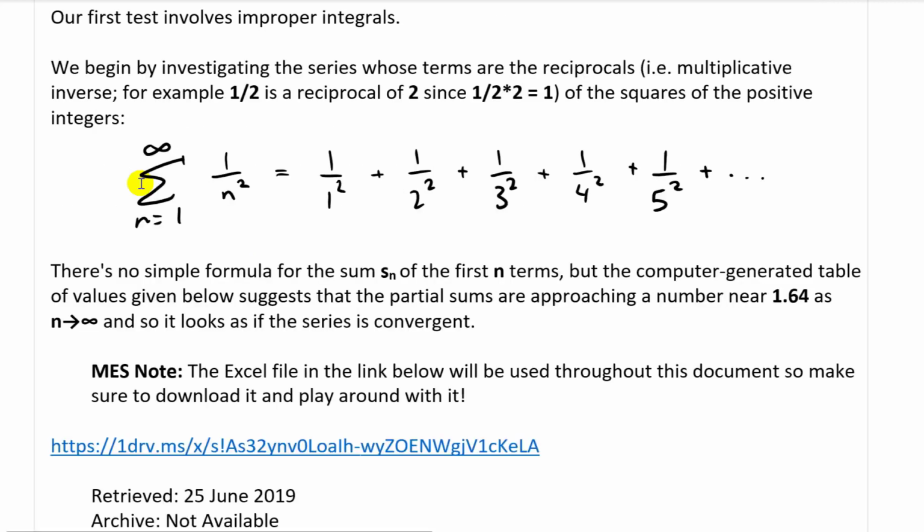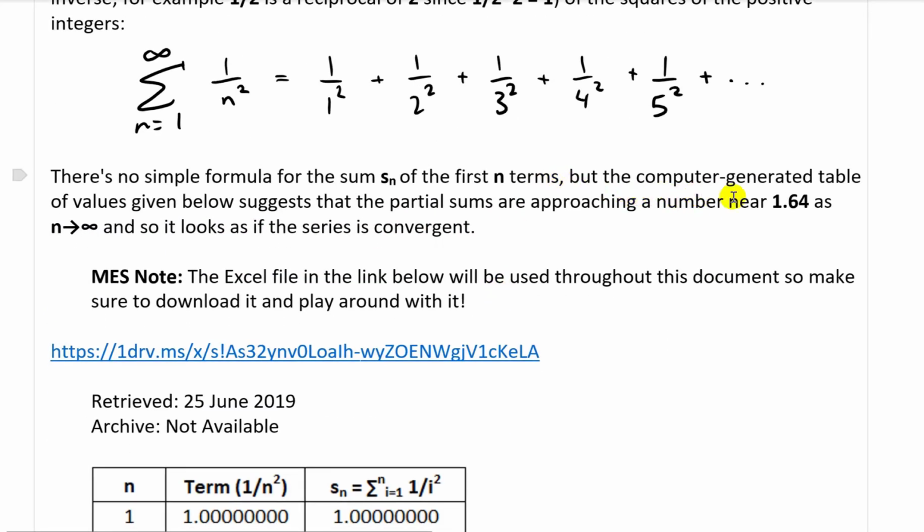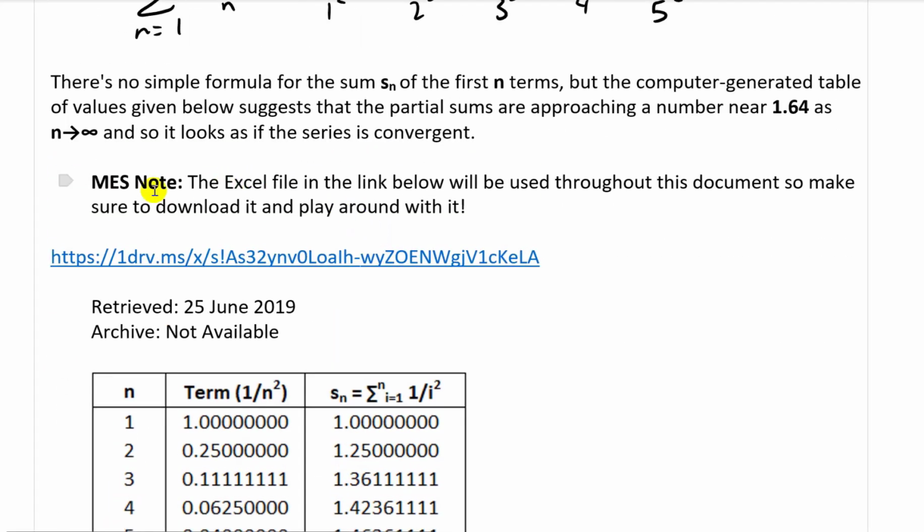and so on. So there's no simple formula for the partial sum S_n of the first n terms, but the computer-generated table of values below suggests that the partial sums are approaching a number near 1.64 as n approaches infinity, and so it looks as if the series is convergent. And here's the table. I must note the Excel file in the link below will be used throughout this document, so make sure to download and play around with it.